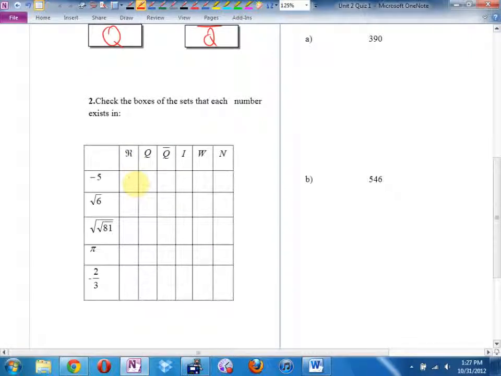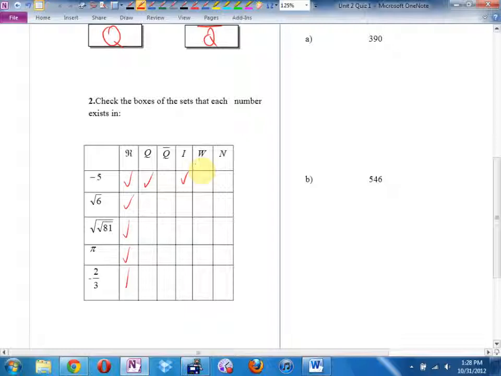Number 2, check the boxes. They're all real. Okay. -5 is rational. It's an integer. It's not a whole number. It's not a natural number. So the way I'll mark this is half mark off for each box that's missing or extra. So it's out of 1 if you have 2 wrong. If you're missing 2 boxes, or you have 1 extra, it's half mark off for each mistake.